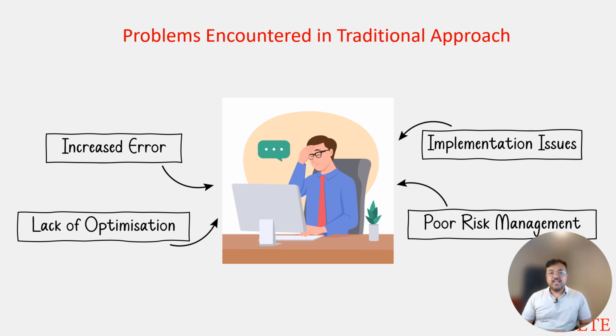The second is poor risk management. Another common challenge in transient analysis is that risk is not always fully accounted for. The traditional approach may not incorporate systematic risk analysis techniques such as failure modes and effect analysis, sometimes called FMEA, which can lead to errors in the design that are only discovered after a failure occurs.